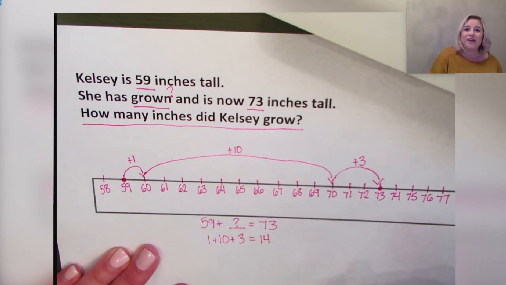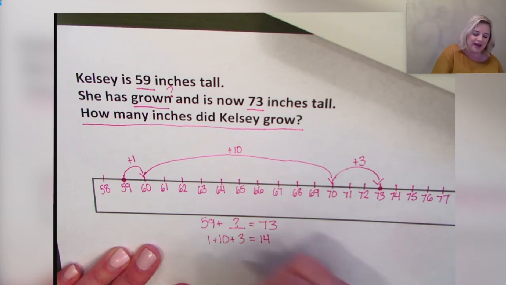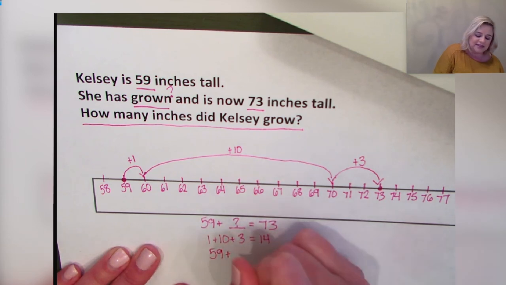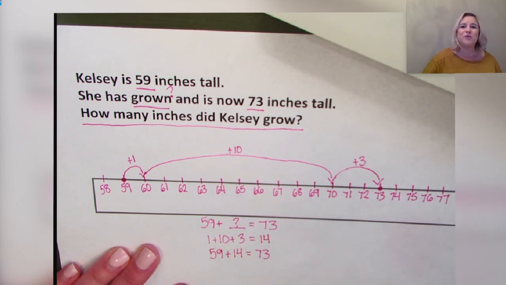So have we found the missing add-in? Did we find the missing length? Very good. Let's go ahead and fill it in. 59 plus 14 equals 73. So we know our missing add-in is 14. We know that Kelsey grew 14 inches.